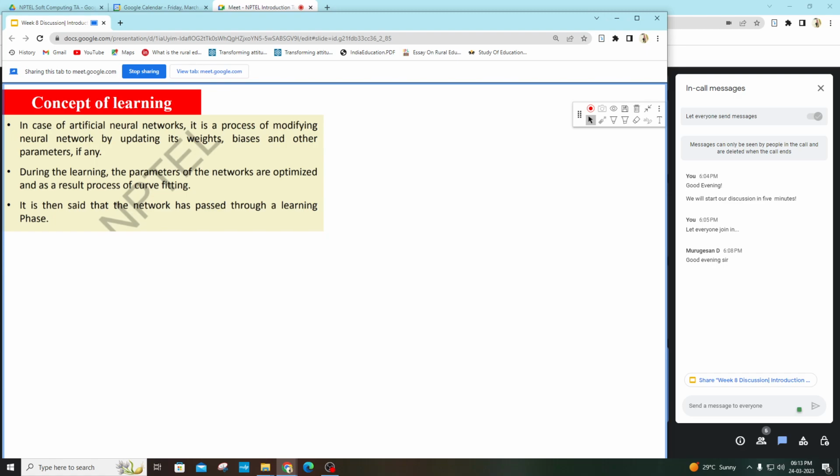Now this learning usually takes place in different steps, and those steps we call iterations. When the neural network passes through different iterations, it updates its weights accordingly, and finally it reaches weights and biases and other parameters at which the error is minimized. So that is the concept of learning in a neural network.